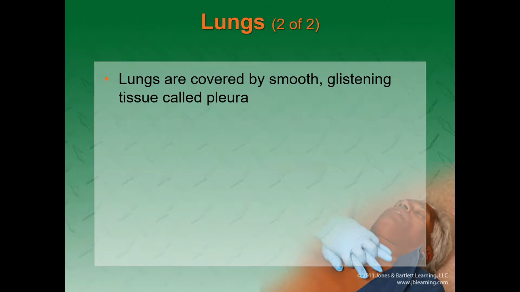Your lungs are covered by a very smooth tissue called the pleura. In between the pleura and your actual lungs, there's a little bit of fluid so that as your lungs expand and contract, they don't actually rub on anything. That fluid reduces friction.